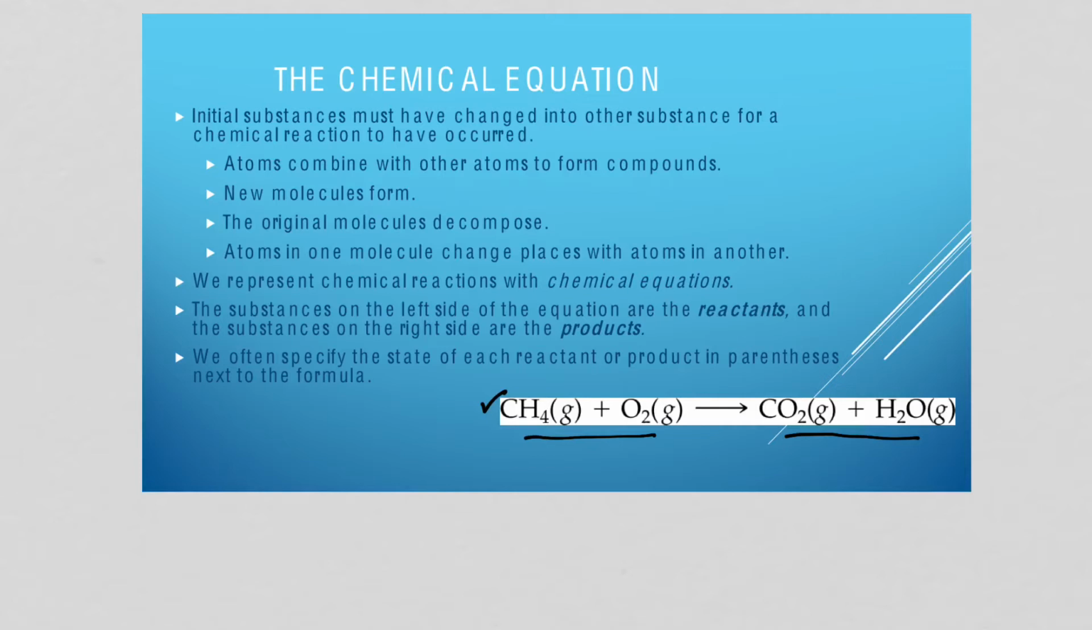Now, the materials that we start with, right, are the reactants, right? So these are our reactants here. And the substances on the right side that we end up with are called the products.